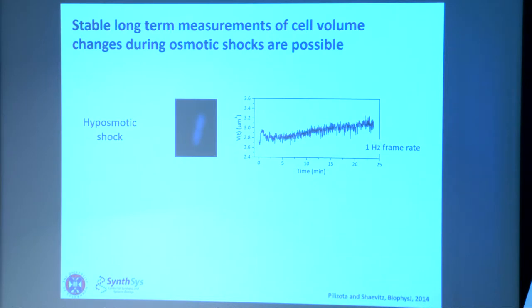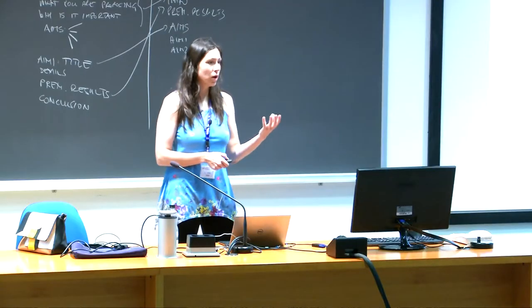And you can see the initial volume, the fast expansion, and then the slower recovery, and then the cells go above their initial volume, they continue to grow. They're in a rich media where they have enough nutrients, sugars, and amino acids so they can grow.